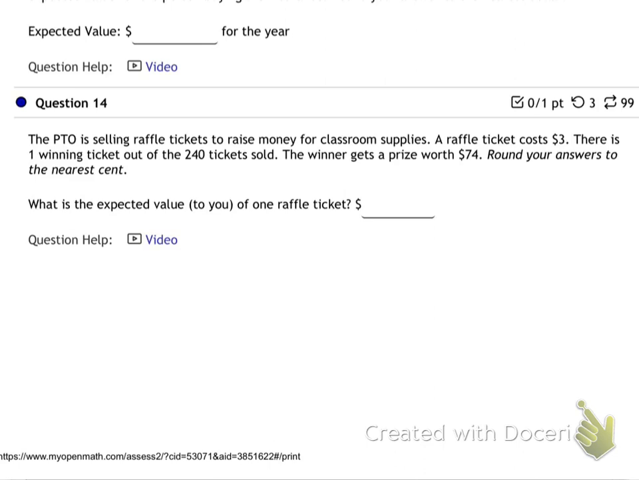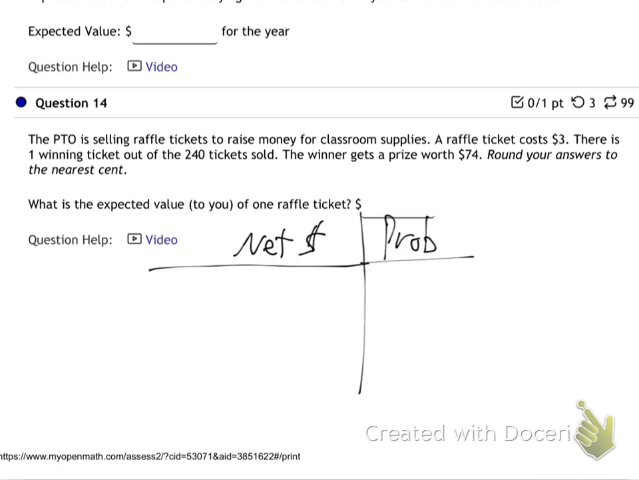All gambling, all insurance, all warranties, it's all the same game. So they want us to figure out the average expected value. What are we going to do? Same exact thing: net dollars, probability. There's two things that can happen in this raffle drawing for us, the buyer of a ticket. Remember, it's from our perspective. What are the two things that can happen? Yeah, we win or we lose.